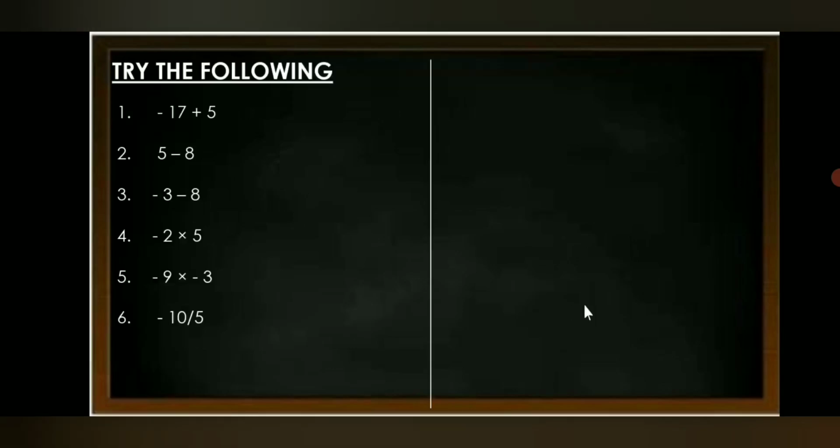Now, try the following. We have minus 17 plus 5, 5 minus 8, minus 3 minus 8, minus 2 times 5, minus 3 times 9, and minus 10 divided by 5. You can leave your answers in the comment section below.